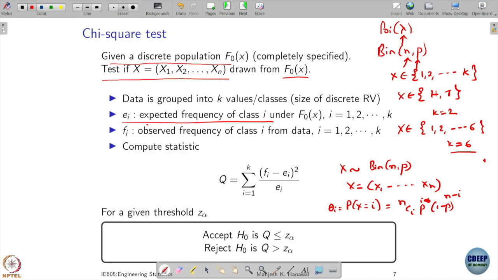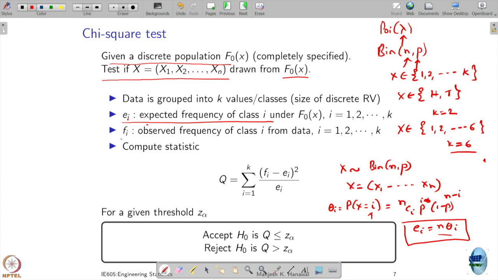So this is the probability of observing value i, and then for my samples, the expected frequency of observing class i is, in this case, going to be n theta. That is, if I have n samples, the expected frequency of observing class i is going to be n theta i. So that's what I mean by E_i here.